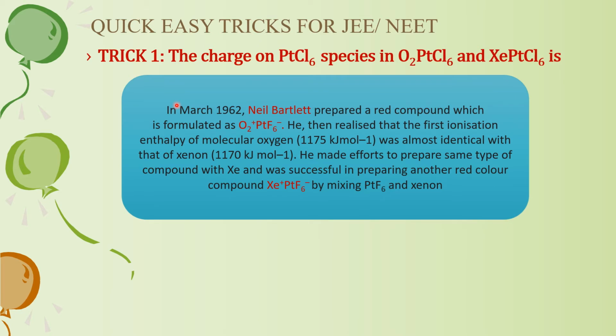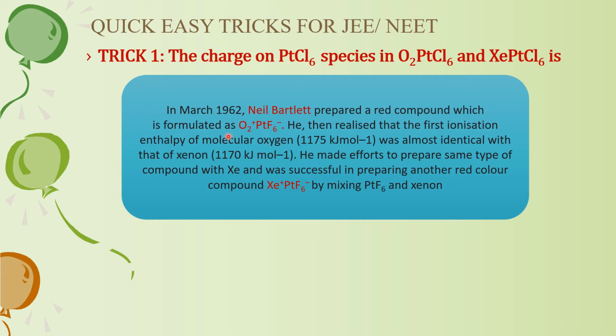It was in March 1962 that Neil Bartlett prepared a red compound which is formulated as O2+ PtF6-. So he made a red color compound, O2+ PtF6-, and while he was jotting down what he had prepared and how the reaction took place, he realized that the first ionization enthalpy of molecular oxygen is 1175 kilojoules per mole, which was almost identical to that of xenon, which is 1170 kilojoules per mole.